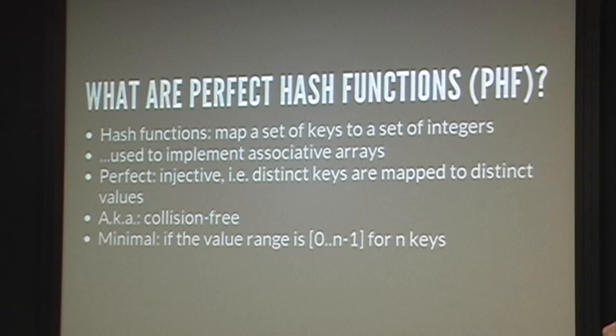And that's a very, very important property to have, because it makes them deterministic in terms of performance, and you can avoid things like collision attacks on them. And we are talking about a minimal perfect hash function if it maps exactly to the first n numbers, where n is the number of keys.